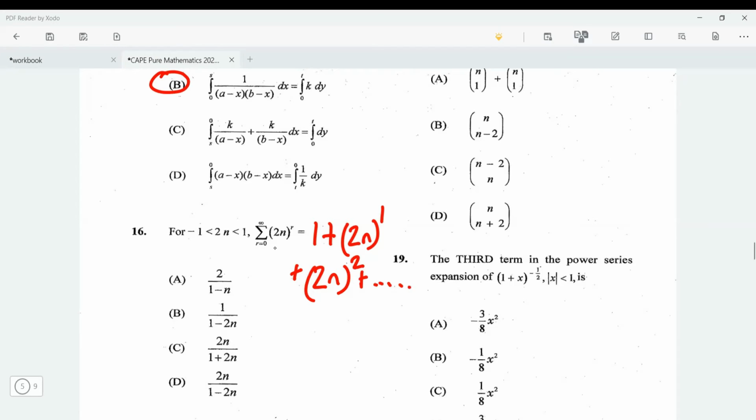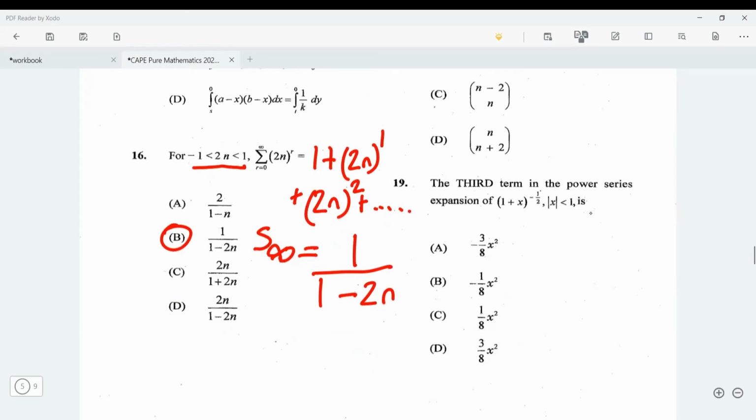Now, as you can see, this is a geometric progression with common ratio 2n. But since they're telling us that 2n is between 1 and negative 1, we know that it converges. Since it's converging, the sum to infinity is going to be a, the first term 1, over 1 minus the common ratio r. And the common ratio in this case is 2n. So it's 1 over 1 minus 2n, that's option B.